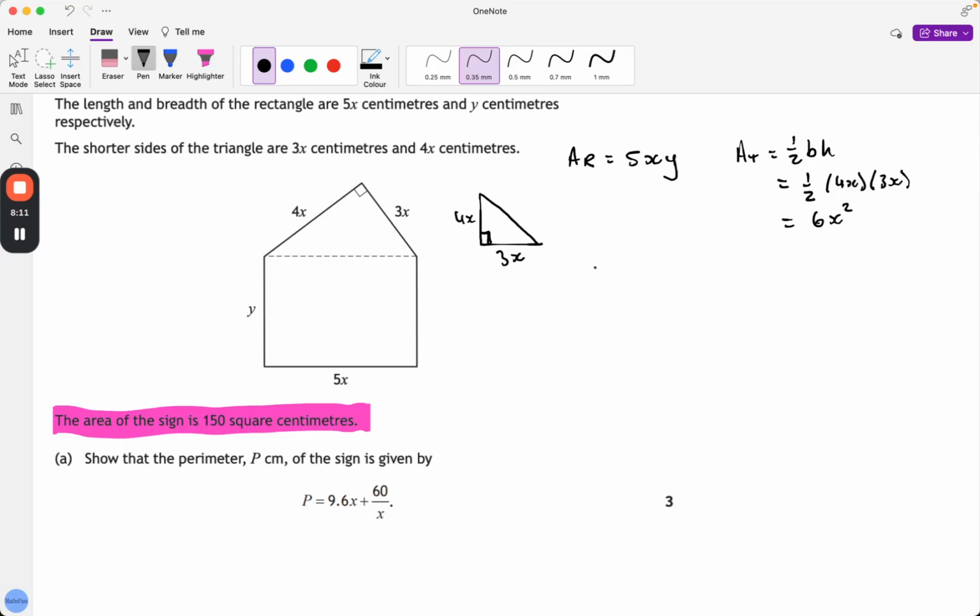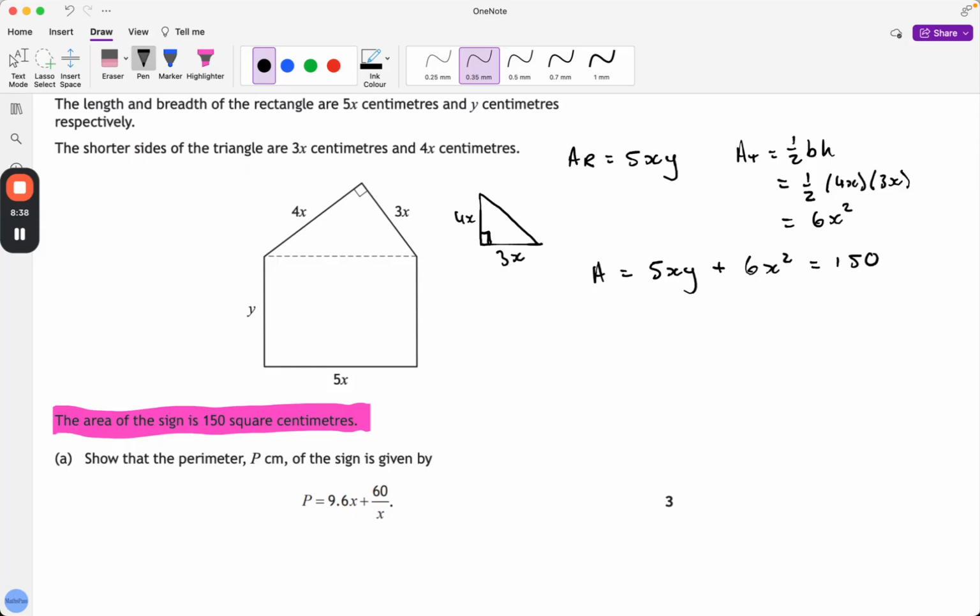So we now know that the area of our shape is equal to 5xy from our rectangle plus our 6x squared from our triangle as well. So that's our total area. We then want to set that equal to 150, because we know that our area of this total sign is equal to 150 square centimetres. And now we can try and use that information to rewrite y in terms of x.